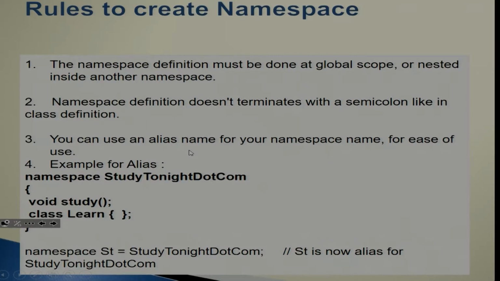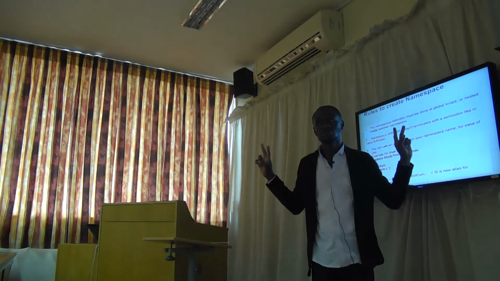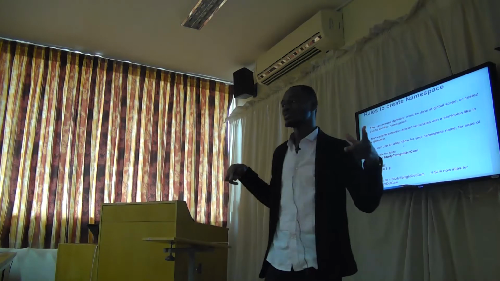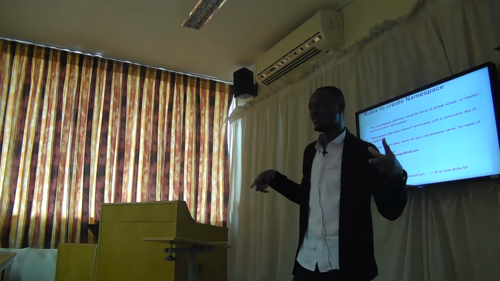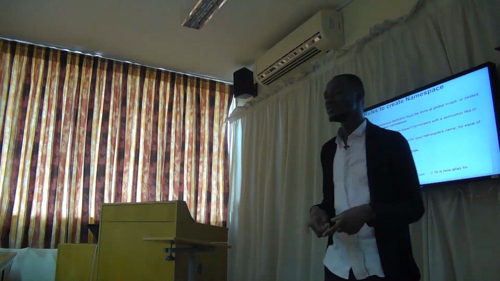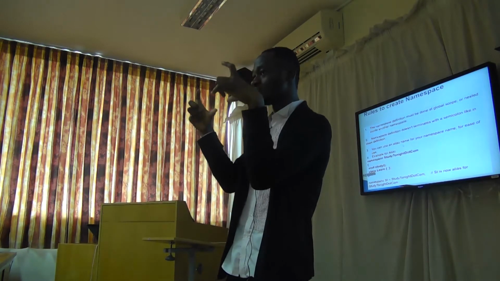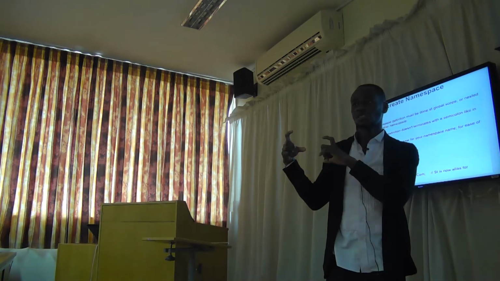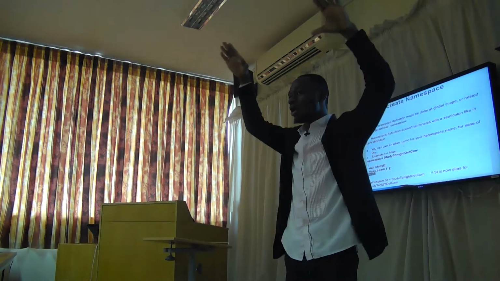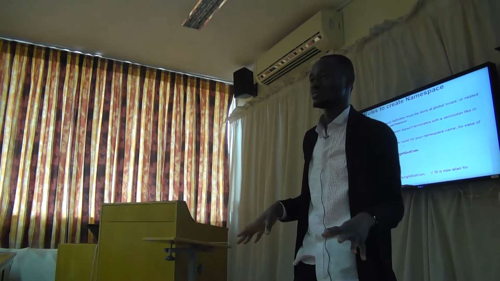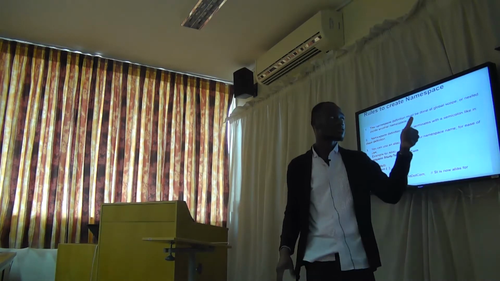I have a few rules to give you when you are declaring a namespace as well. The namespace definition must be done at a global scope, or nested inside another namespace. What does it mean? Remember, I told you we have two kinds of declaration, right? A global one and local. If you declare it in the local, what does it mean? Only that function is allowed to use it, right? If you declare it in the global, that means in all portions of your code, you can use it, right? This is what they meant there.